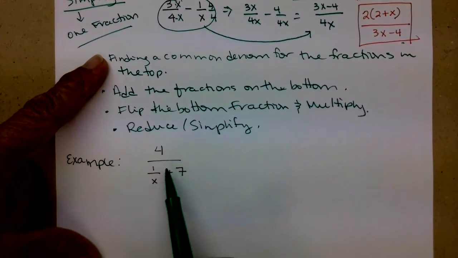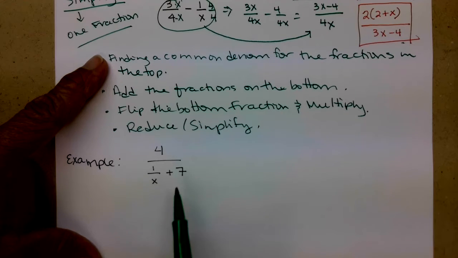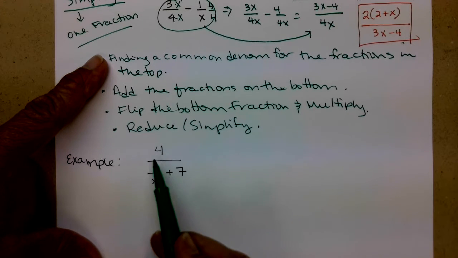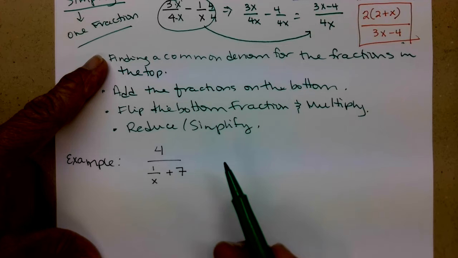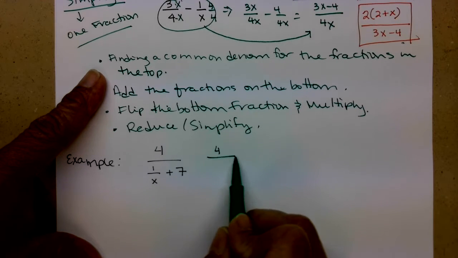I'm sorry, here, can you see the example? So it's 4 divided by 1 over x plus 7. So my numerator, my big numerator, is just the number 4. There's nothing really to do there. It's just going to be a 4.